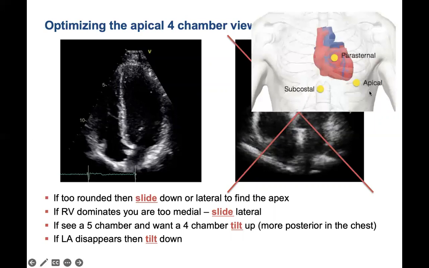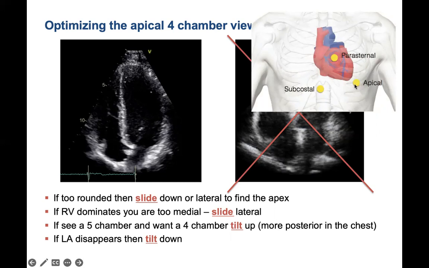So if you look at this picture of how the heart is in the chest, if it's rounded, it's often because we're too high up or we're too medial, and we're kind of cutting the heart by not having our beam go all the way through the apex of the heart. If the right ventricle dominates, meaning that right ventricle is on the top of the screen, I like to think of it that we're closer to that parasternal view. And so we need to fix that.